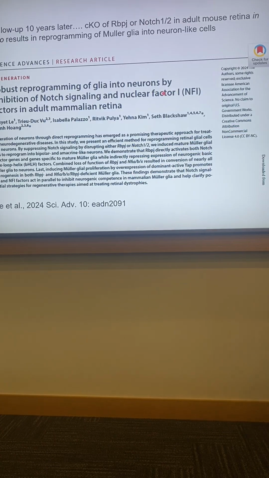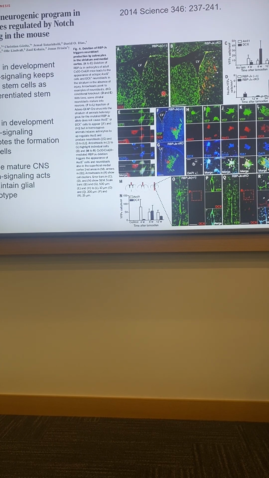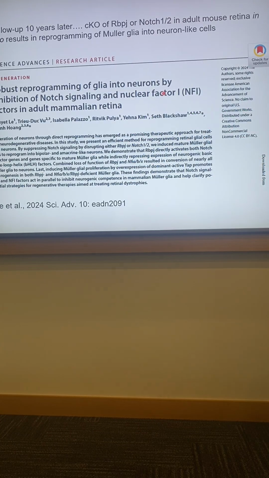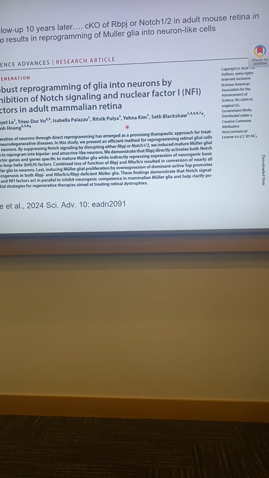All right, so basically if you knock out Notch, you can turn mature astrocytes into neurons. This was a Science paper from Jonas Frisén's lab, 2014, and it was recently followed up by my friends Seth and Ton, and you can also do this in Müller glia. If you selectively knock out RBPJ, or Notch 1 or Notch 2, you can turn the Müller glia into progenitors in an adult mouse retina. So anyways, I think that's pretty cool.